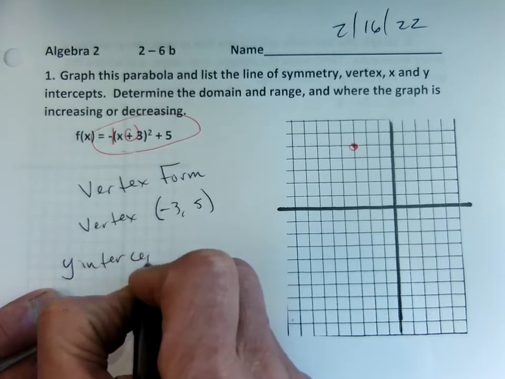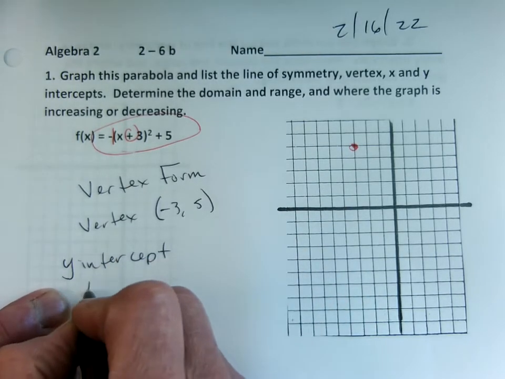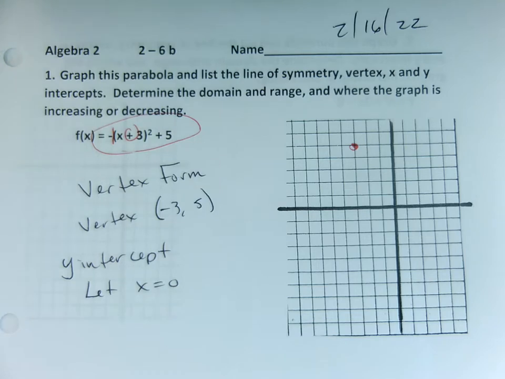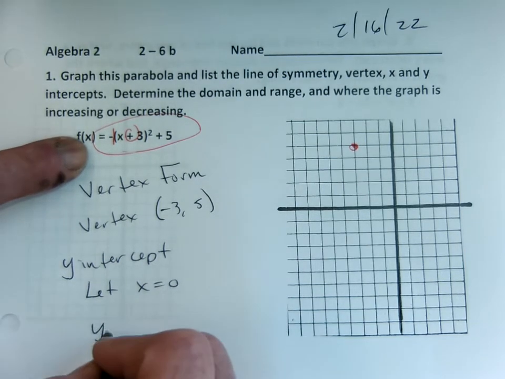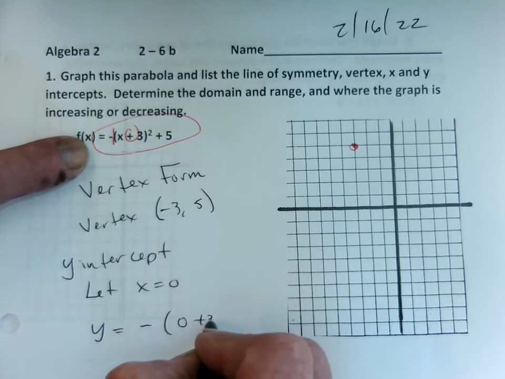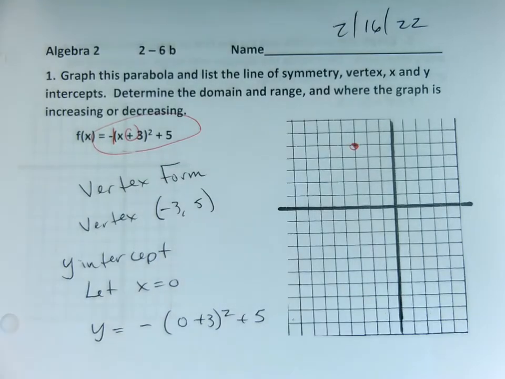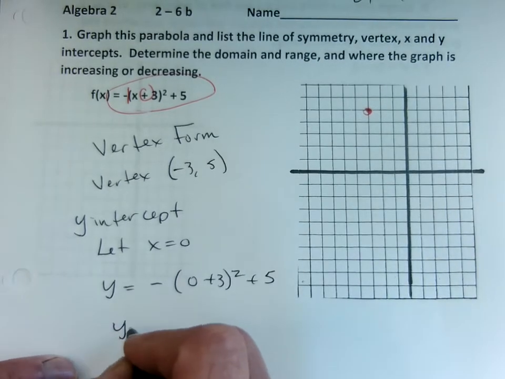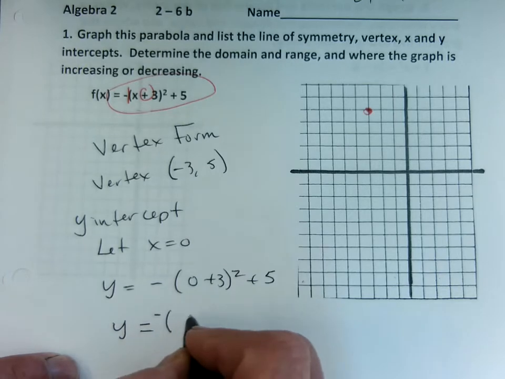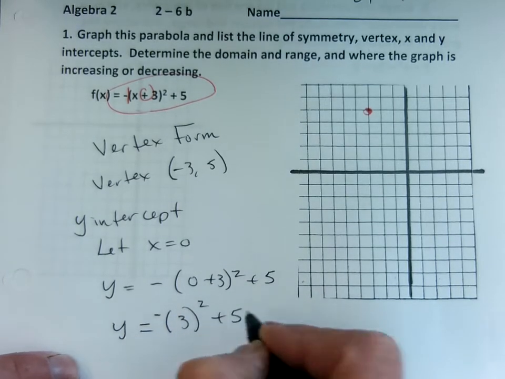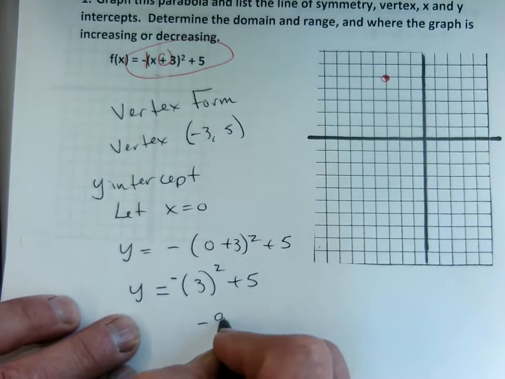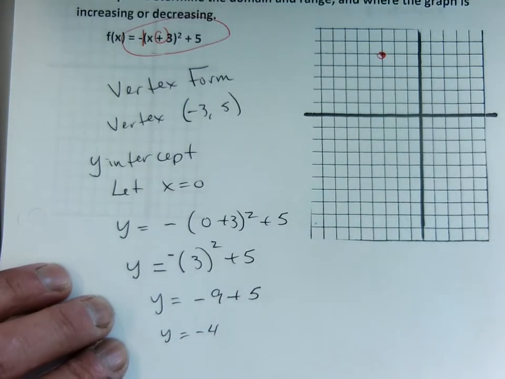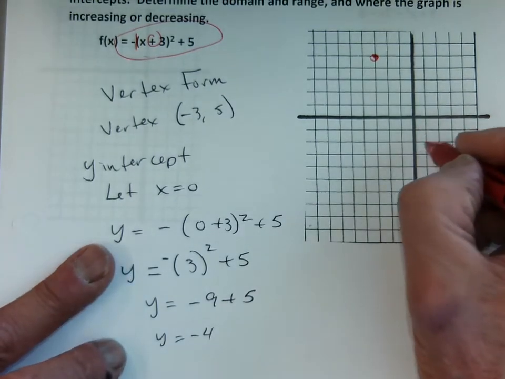Y-intercept. And that's where we let x equal 0. So if I let x equal 0, we'll have y equals a negative 0 plus 3 squared plus 5. Which is a negative 3 squared plus 5, which is a negative 9 plus 5, which is a negative 4. So I know my y-intercept is at -4. 1, 2, 3, 4. Okay?